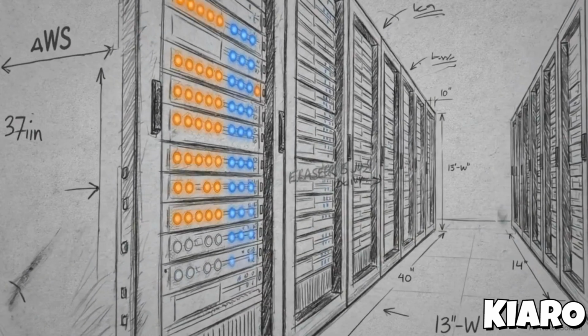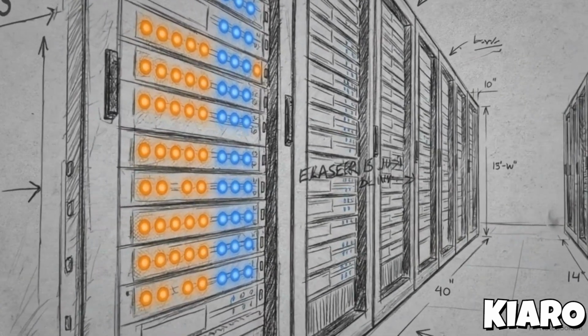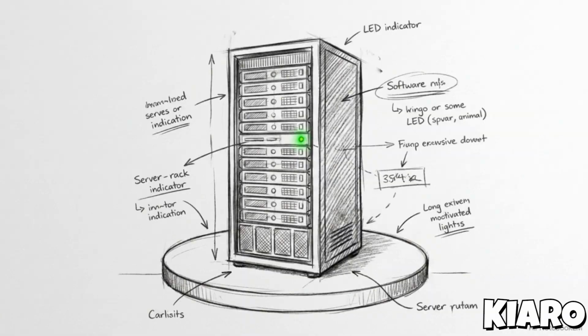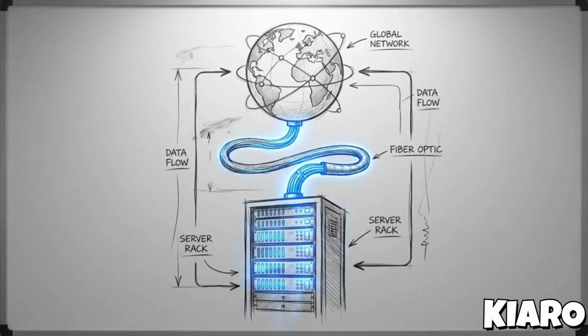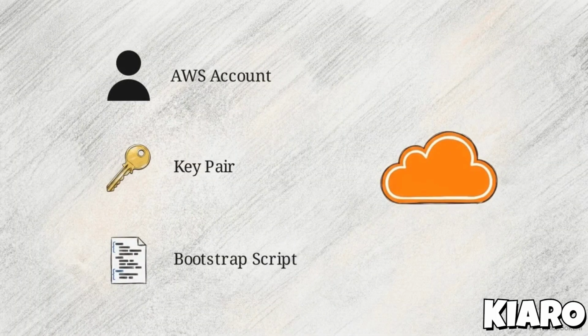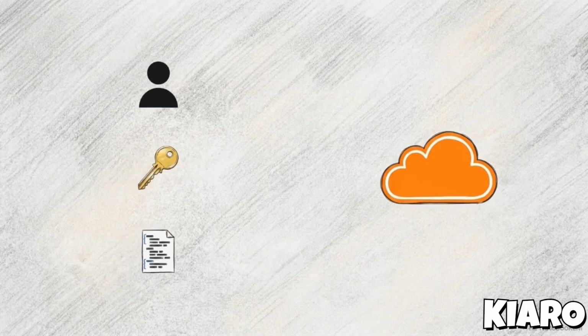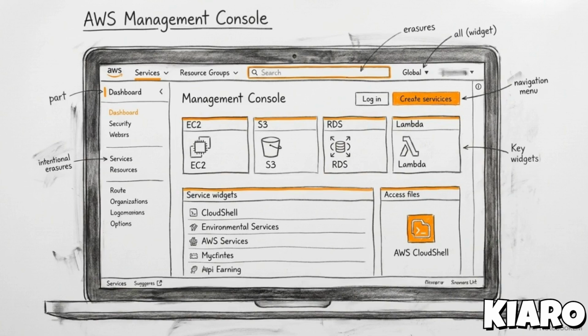But today, we are actually deploying real, functioning infrastructure to the internet. Our goal is to build a web server that is fully functional and accessible to the public internet. This diagram maps out the three things we need before starting: an active AWS account, a pre-existing key pair, and a ready-to-use Bootstrap script. We will perform every step directly within the AWS Management Console.